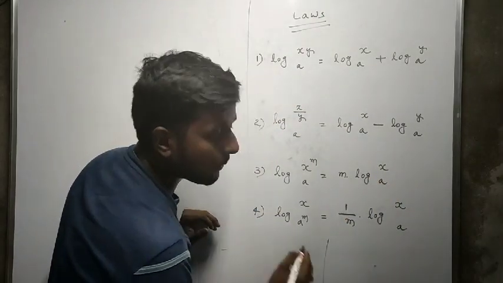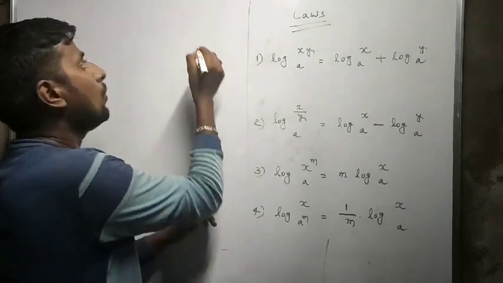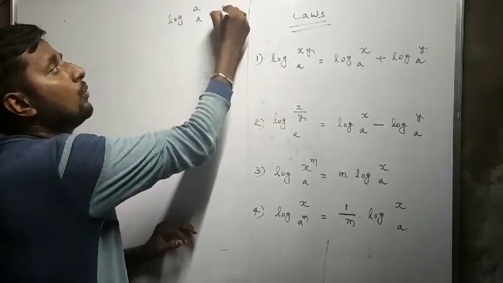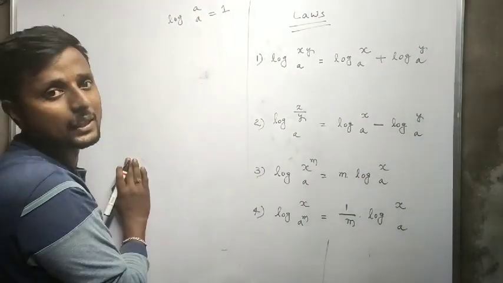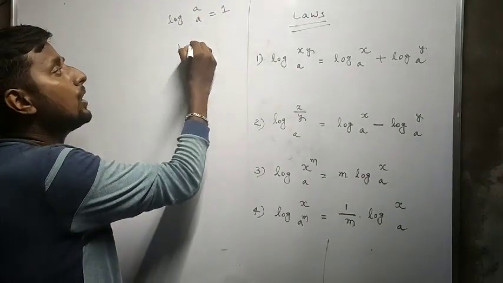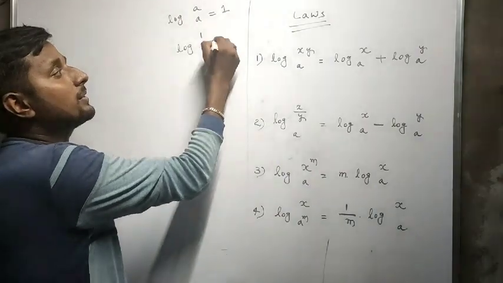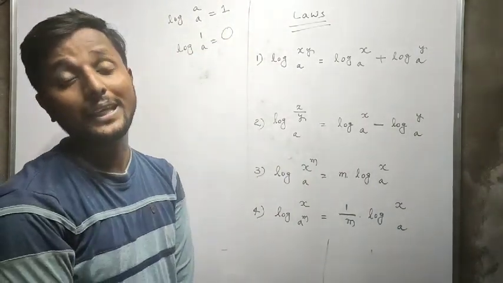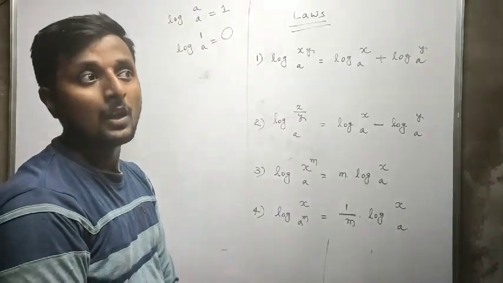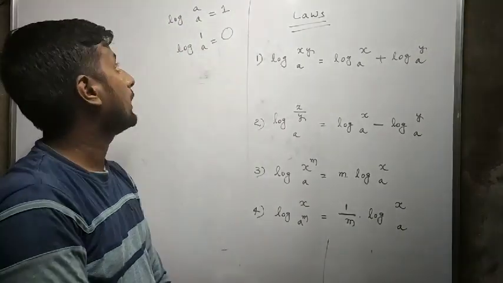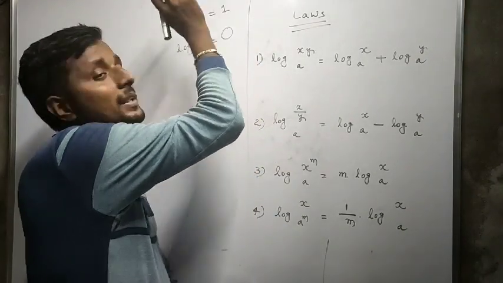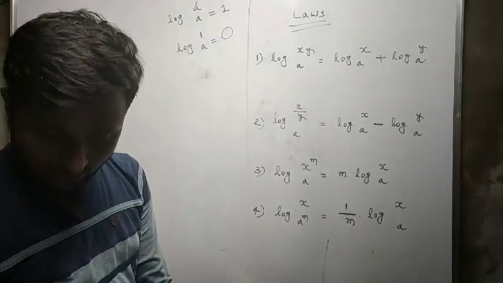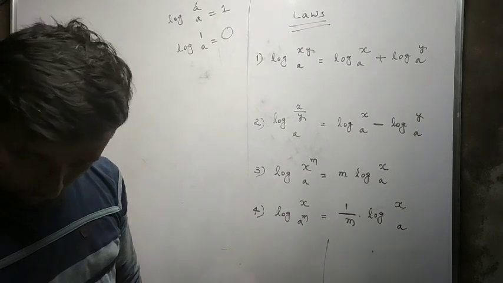And two more special properties we discussed already. What are they? Log a to the base a is 1. When the numbers are the same, our answer is 1. And log 1 with any base, the answer is 0. Log of a number with the same number as base gives the answer 1. Okay, we'll see some problems to solve.